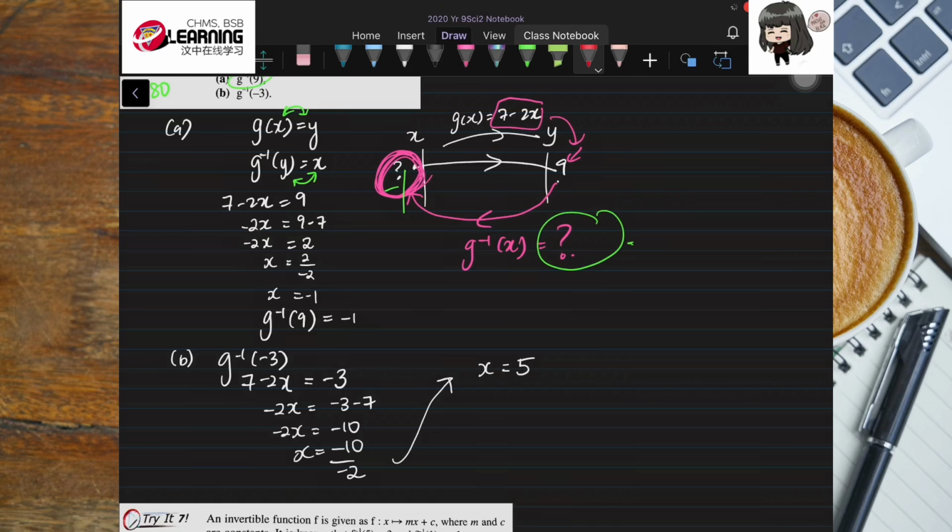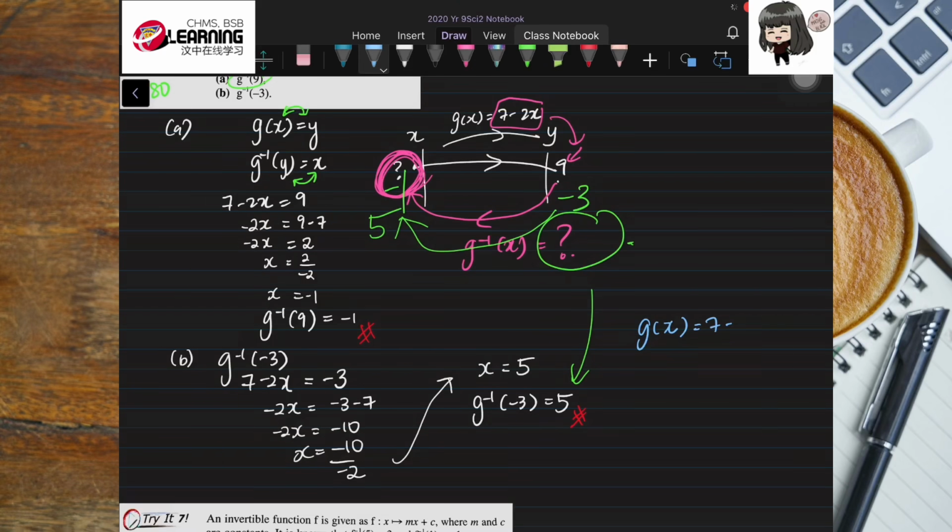So your g inverse of negative 3 is equals to 5. This is the answer. So it means that your output is negative 3. What is your input? Finding back the x, so it's a 5. You can double check the answer. Your g function is 7 minus 2x. So if you sub in your 5, 7 minus 2 times 5, 7 minus 10, and it's a negative 3. See that?